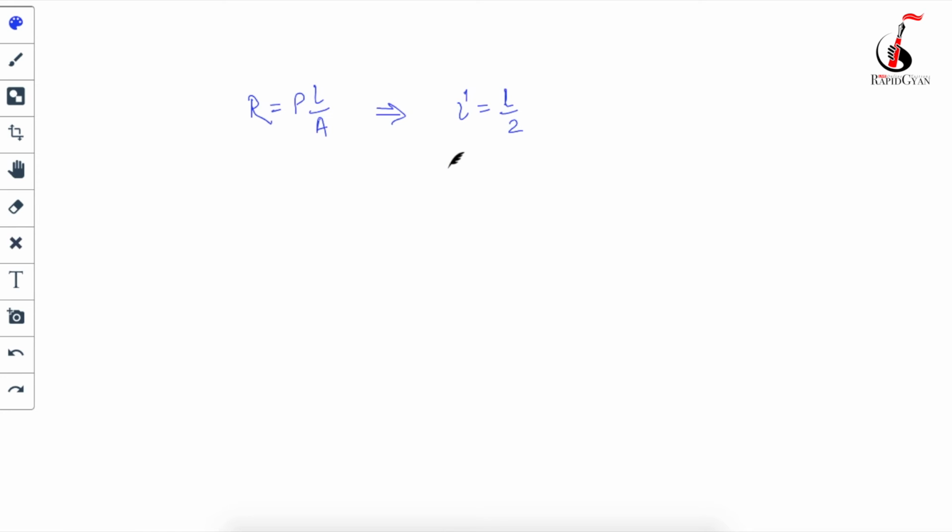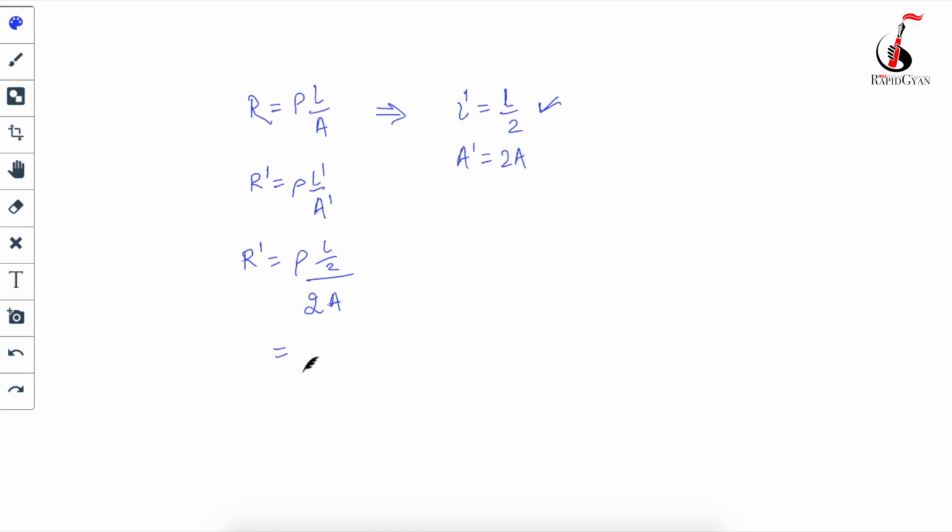Doubled on it means length will become half and area will become double. So A dash will become 2A, twice of A. Now you will have to find the new resistance. So new resistance will be rho L dash upon A dash, correct? So R dash is equal to rho, what's the value of L dash? L dash is L by 2. So rho L by 2 divided by 2A.